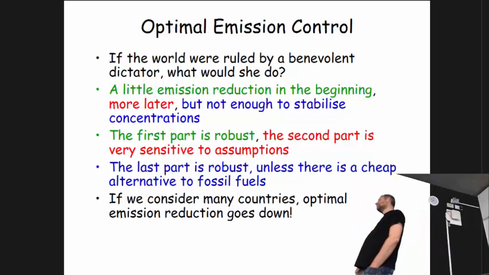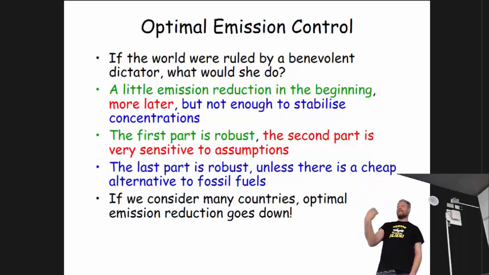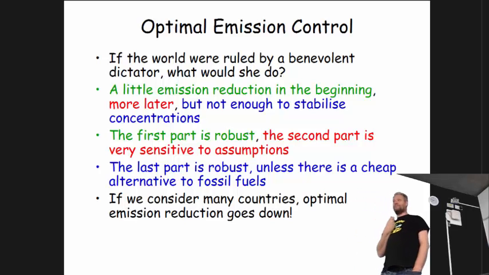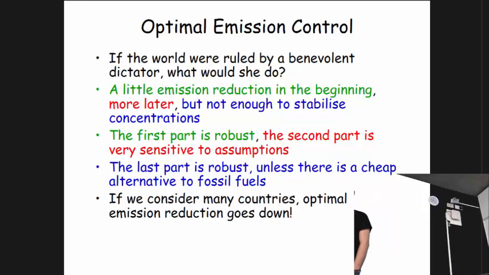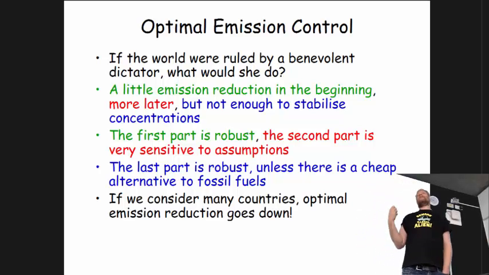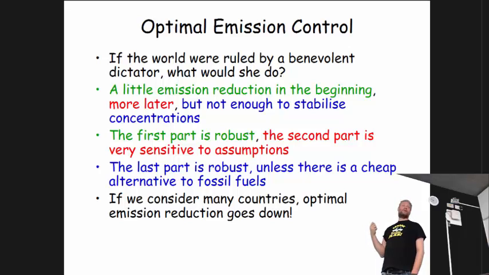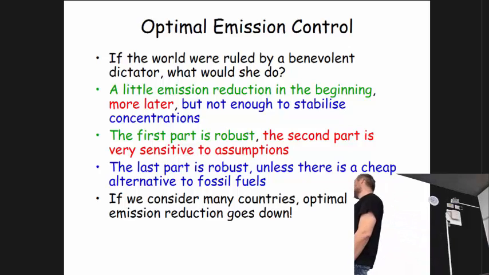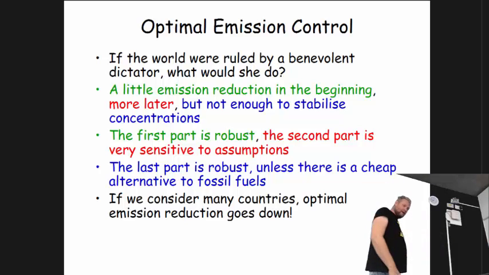The second part of Nordhaus's conclusion, that you want to do more later, that you want to accelerate over time, the fact that you want to accelerate is robust. The rate at which you accelerate is extremely sensitive to assumptions. Depending on the discount rate that you use, depending on your assumptions about the capital stock turnover, depending on your assumptions about your carbon cycle, you can get very different answers to the question whether you want to accelerate at 1% per year or 2% per year or 3% per year. Right? That is extremely sensitive. So don't pay too much stock in that.